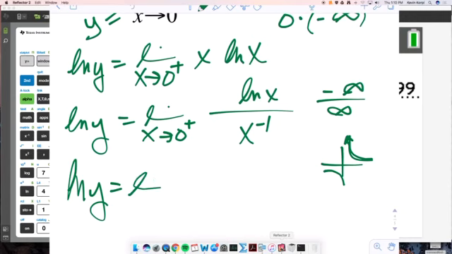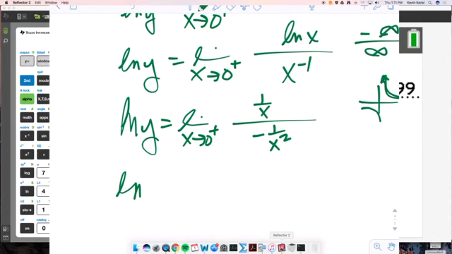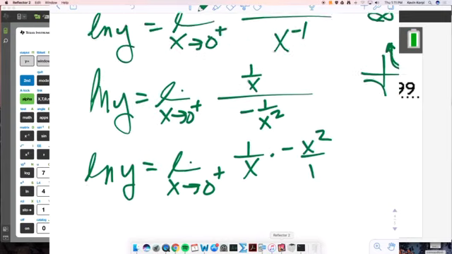So natural log of y stays natural log of y. Not doing log diff here. The limit as x goes to 0 from the right. The derivative of ln of x is 1 over x. I'll leave it as 1 over x. And then the derivative of the bottom is negative x to the negative second, which is negative 1 over x squared. So don't forget to clean up a little bit before you evaluate, especially when you have powers of x. So if you stay change flip, you get 1 over x times negative x squared over 1.